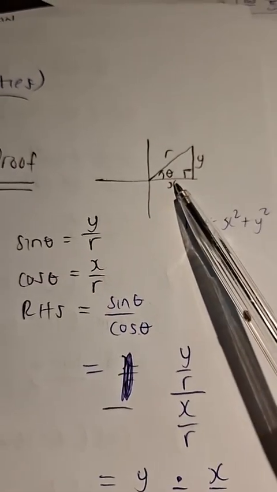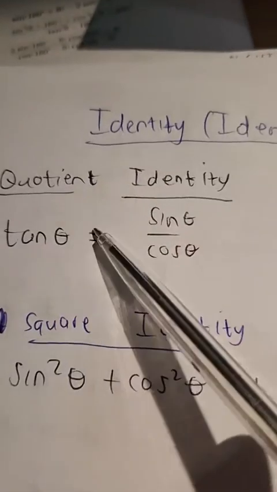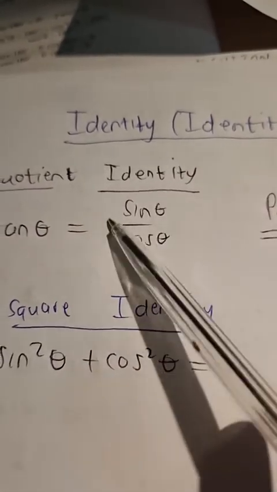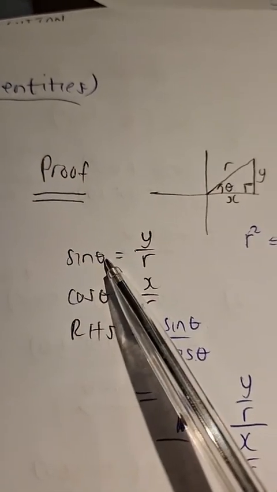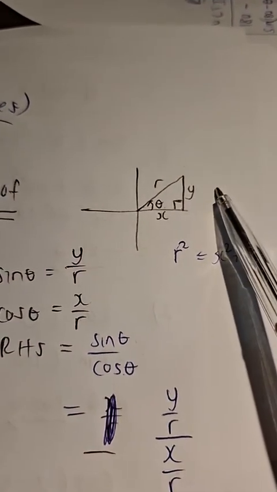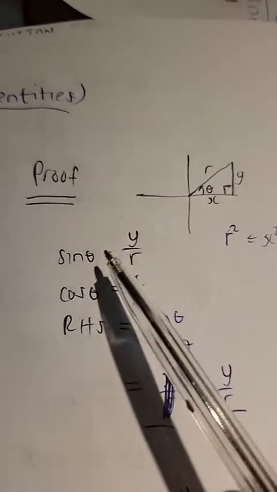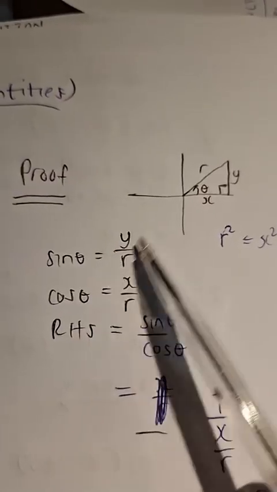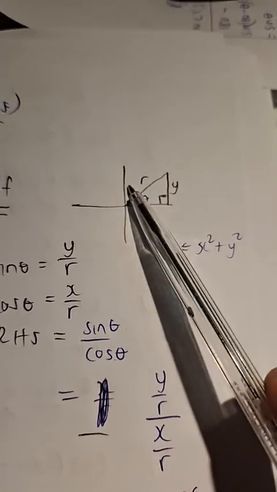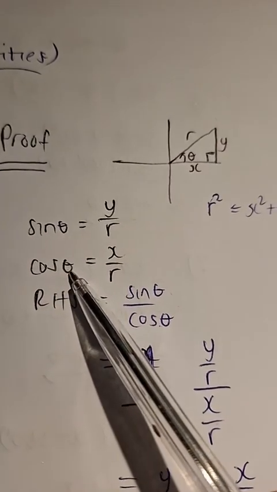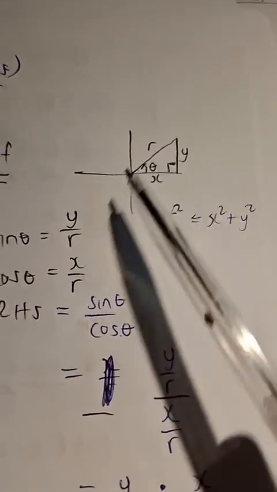Okay. So let's go back to this one. Tan theta is equal to sine theta over cos theta. How? So I took the left hand side, I took sine theta, and wrote it in terms of y and r. Sine theta is equal to opposite over hypotenuse, so it's y over r. Cos is equal to adjacent over hypotenuse, it's x over r.